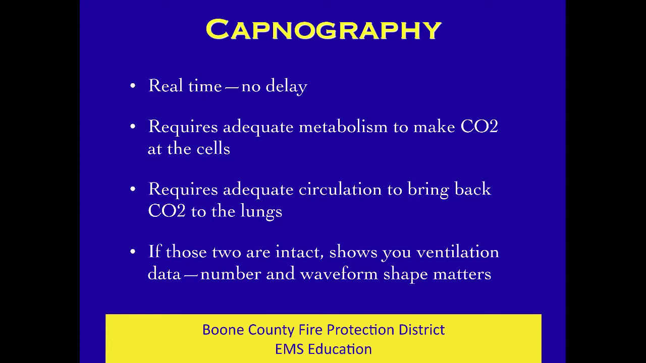Carbon dioxide is a byproduct of metabolism. So in order for CO2 to even be in the body, there has to be metabolism occurring at the cellular level, making the carbon dioxide. Then there has to be adequate circulation to bring that CO2 back to the lungs. So already we have to have metabolism in place and good circulation in place.